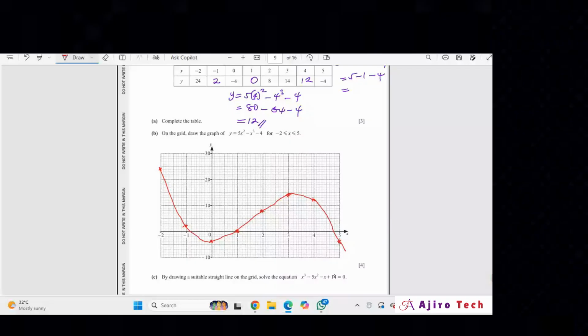Is that taken? So that is for this. Any question, please? So we are done with the big question. Now let's go to the C part.